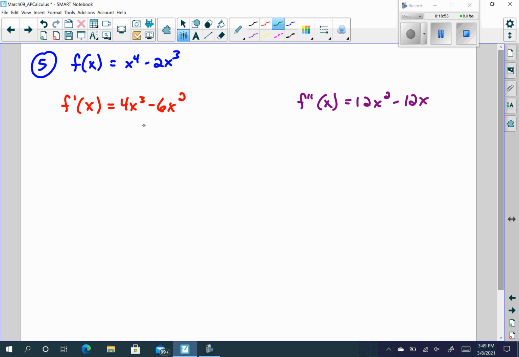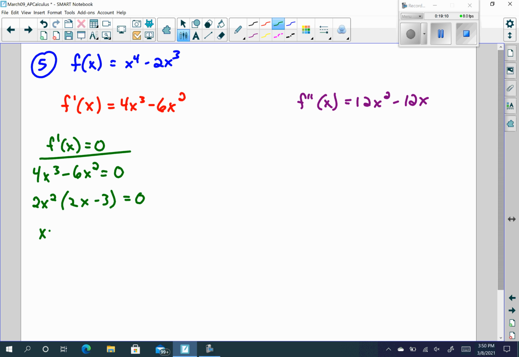All right, so to find our relative extrema, we're going to set our first derivative equal to 0. It is not undefined anywhere. As we do that, we can factor out a 2x squared, and we're left with 2x minus 3 equals 0. So x is going to equal 0, and x is going to equal 3/2. So we make our first derivative number line.